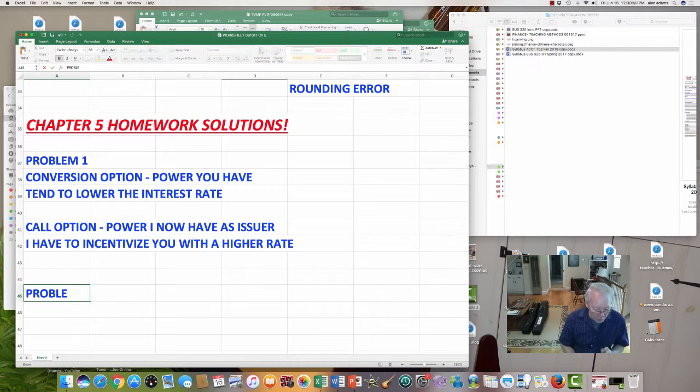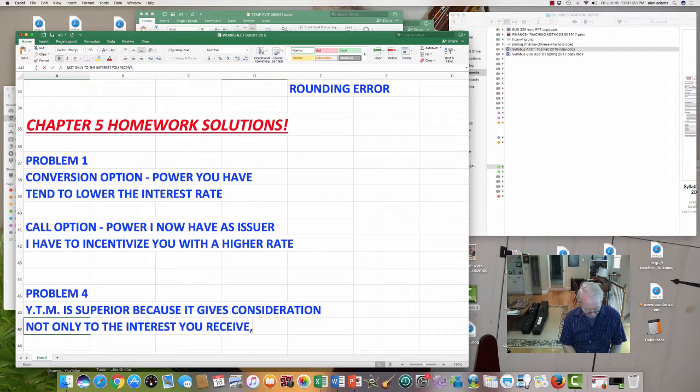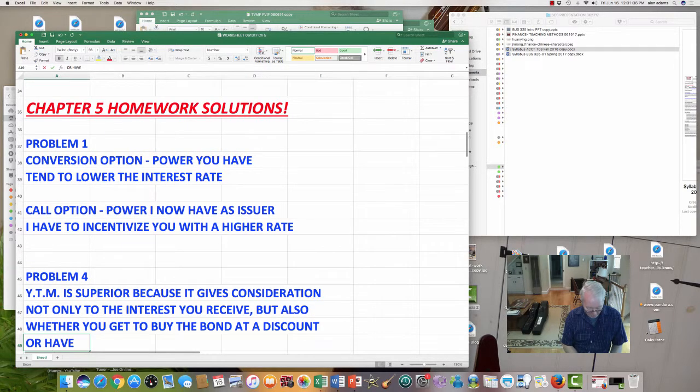Problem number, I didn't make you do 2 or 3, I asked you to do problem number 4. Let's see what we've got. Why is the yield to maturity considered to be a better measure of the return to the bond investor? Okay, the YTM is superior because it gives consideration not only to the interest you'll receive, okay, but also whether you get to buy the bond at a discount, that's a benefit to you, or have to pay a premium. That's a negative aspect to you. That's going to cut into your earnings, okay?